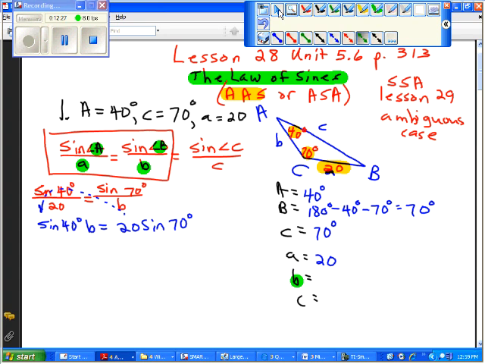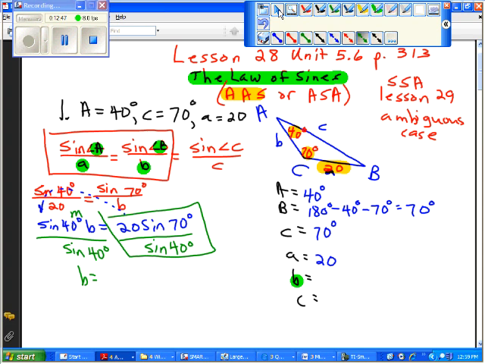Now I want the junk off of b. Sine 40 is being multiplied to b, so I'm going to divide it off of b. So I'm going to divide by sine 40. And so I'm going to get b is equal to, so to get b, I do 20 sine 70 divide sine 40. Stick that in the calculator and hit enter. If you do 20 sine 70 divide sine 40 and round to the nearest tenth, you get 29.2. And so little b is 29.2.